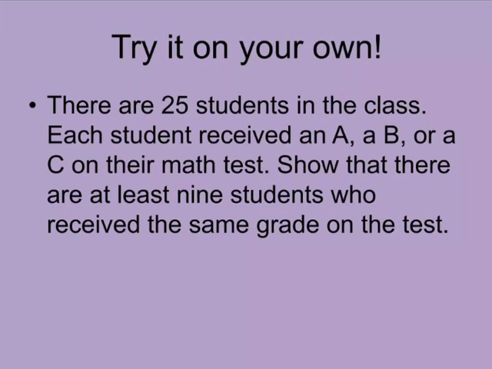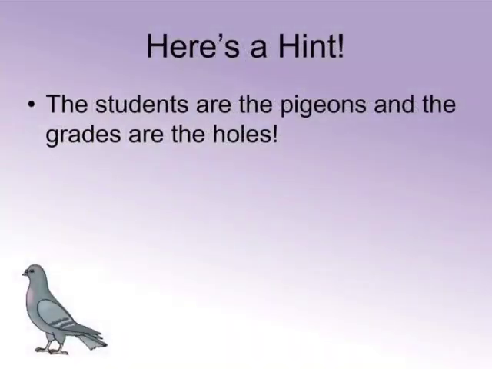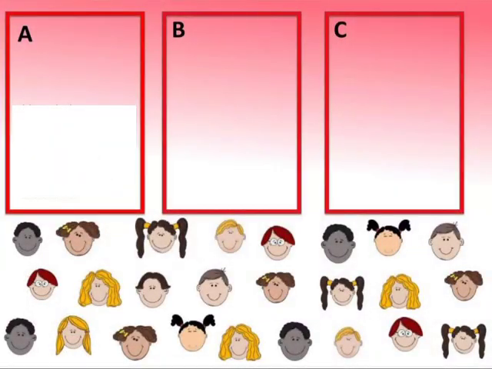There are 25 students in the class. Each student received an A, a B, or a C on their math test. Show that there are at least 9 students who received the same grade on the test. Here's the hint. Students are the pigeons and the grades are the holes. Yan. Makikita natin na meron tayong 25 students dyan. And ang pigeonholes natin ay A, B, and C.